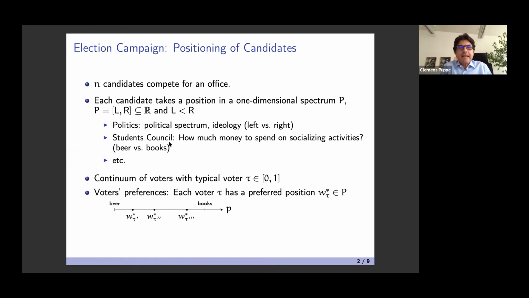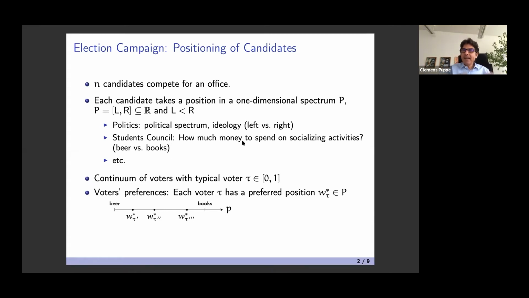Another example that my colleague likes a lot is how to spend the money left in a student council, right? There is some money left. And now the decision is, how do we want to spend the money among us? Should we spend it on beer or buying books for the library, for instance, right?